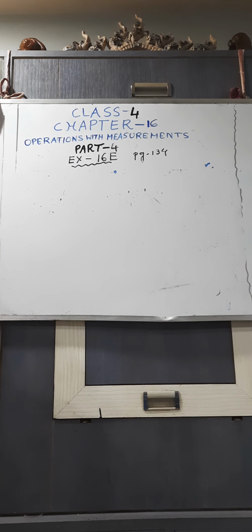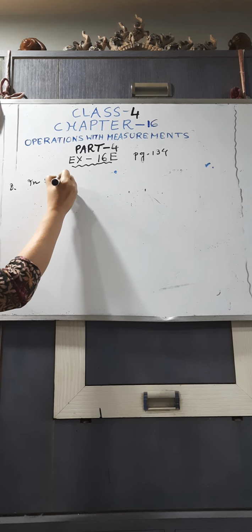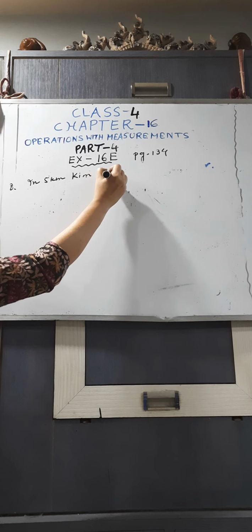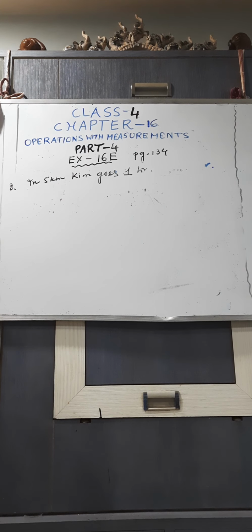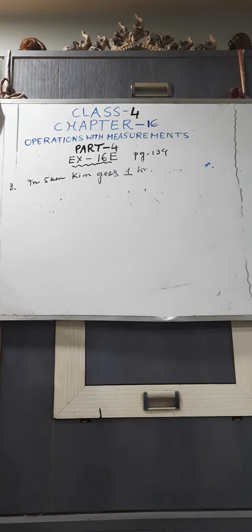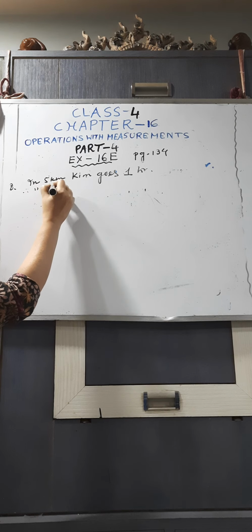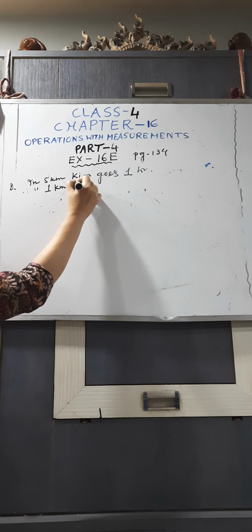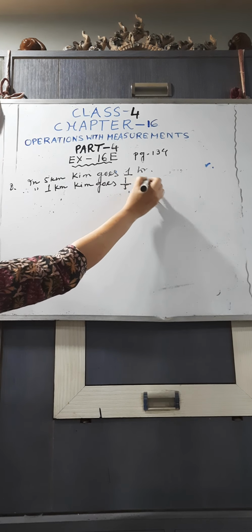Okay, so in 1 hour Kim walks 5 kilometer. So, in 5 kilometer, Kim goes 1 hour. Okay. So, the total distance is 30 kilometer. Then, how much time does he take to cover 30 kilometer? In 5 kilometer, Kim goes 1 hour. Therefore, in 1 kilometer, he goes 1 by 5 hour.